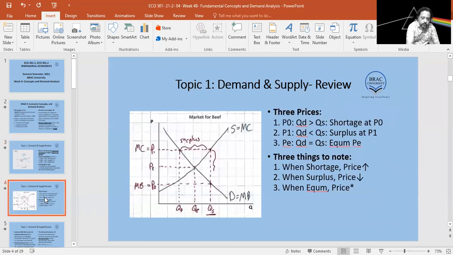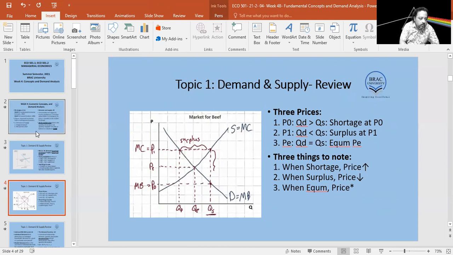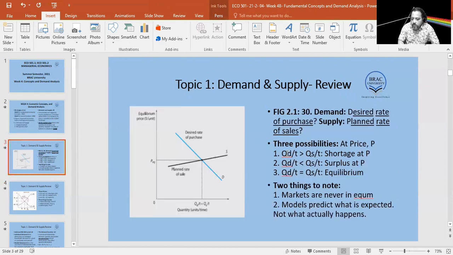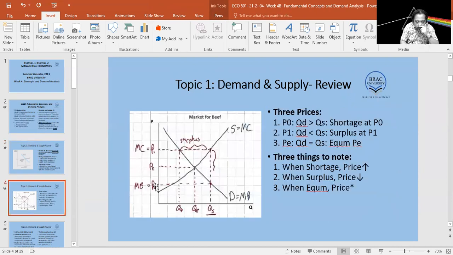Over here, look at the three prices again. P0, what do we observe? We observe exactly what we saw over here. Demand is more than supply at P0. So when price is P0, demand, which is this, is more than supply. So there's a deficit or shortage.